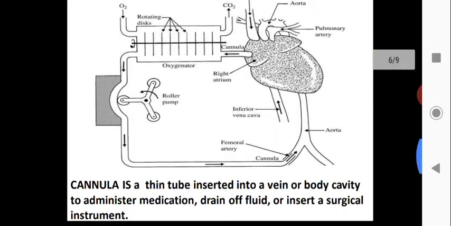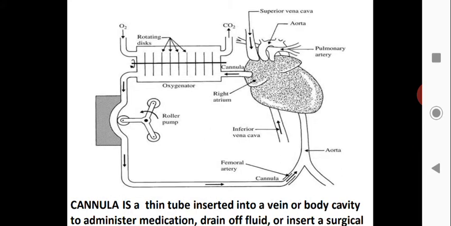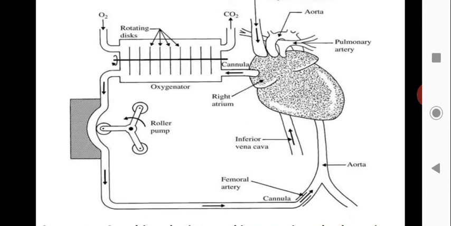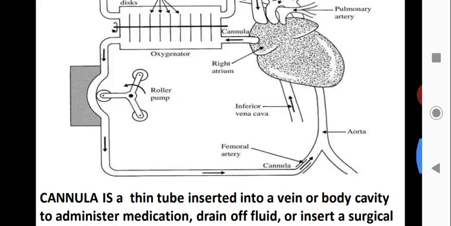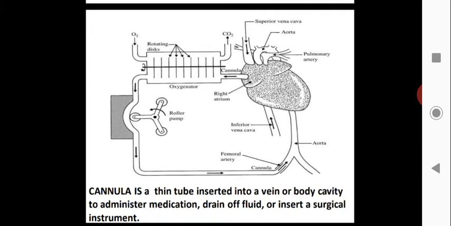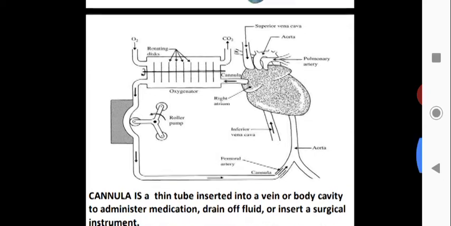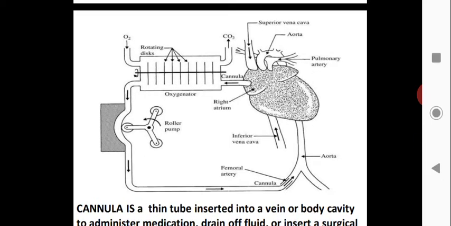So this is what your operation looks like, you have to see this. Here you can see a cannula. You can see a tube which is surgically fitted to the heart, and a tube which is surgically fitted to the aorta. That tube is a thin tube inserted into a vein or a body cavity to administer medication, or to administer the returning blood to the oxygenator.